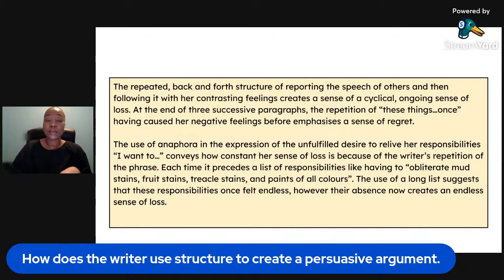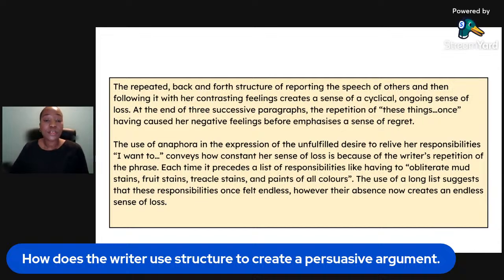So the repeated back and forth structure of reporting the speech of others and then following it with her contrasting feelings creates a sense of a cyclical, ongoing sense of loss. Okay. So the fact that it's repeated back and forth, they say, but I feel or I want. They say, but I feel, I want. It's repeated. So it creates that ongoing sense that this is something that's constant and ongoing.